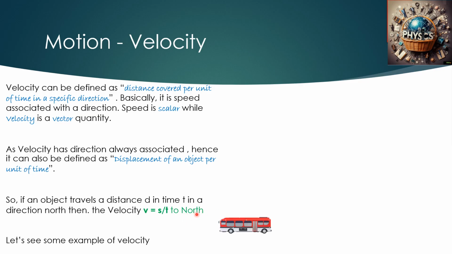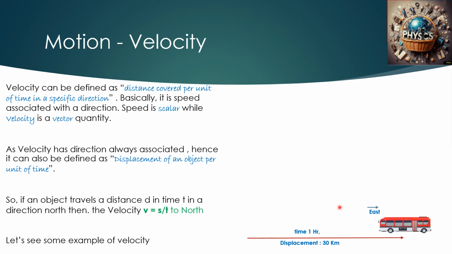So let us again understand an example. The bus is moving in the forward direction. It has gone to east. It has taken 1 hour and the total displacement is 30 kilometer. So what is the velocity in this case? As simple as the total displacement by total time and the direction also. So we'll say 30 kilometer per hour in east direction, right? We can of course convert it into meter per second.